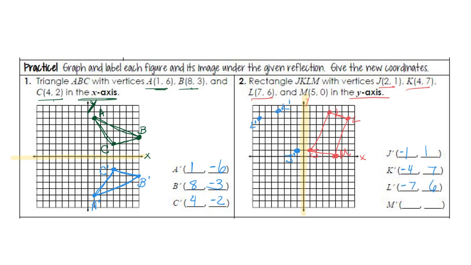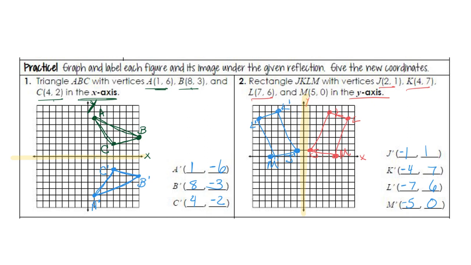And last but not least, M. M is 5 away from the line of reflection. So I'm going to go 5 away this way, keeping it at the same point. So right here is going to be M. So that will be at (-5, 0). I want you to notice something. When I reflected over the x-axis, the y value changed. When I reflected over the y-axis, the x value changed.